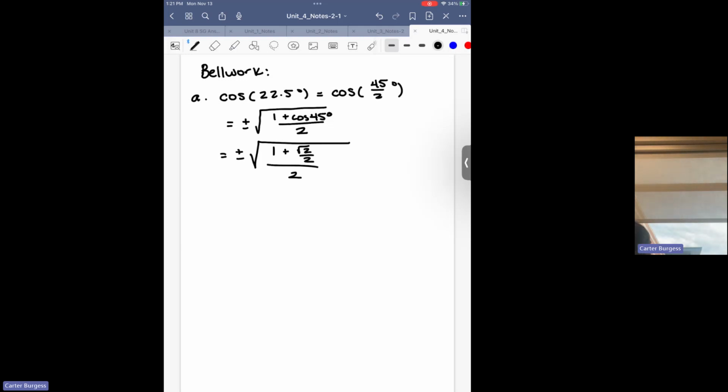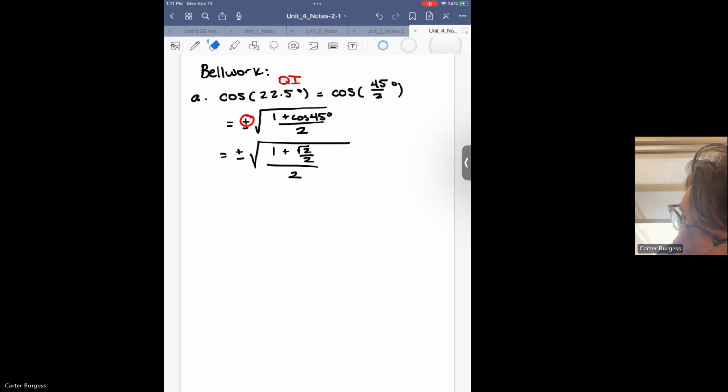One final piece to deal with. What do I have left here that I need to figure out? Plus or minus, the positive or negative. Where do I look for that? Yeah, we're looking at which quadrant our original angle is. So this 22.5 degrees, which quadrant is that in? This is a quadrant 1 angle. And what do I know about cosine of quadrant 1 angles? Positive. And so this is going to be positive the square root of 1 plus root 2 over 2, all divided by 2.